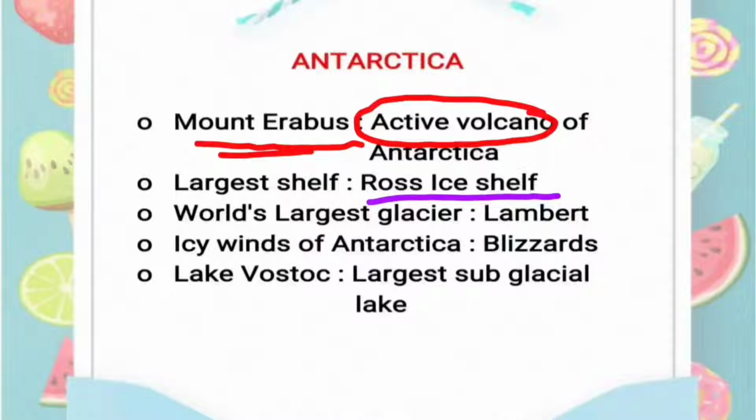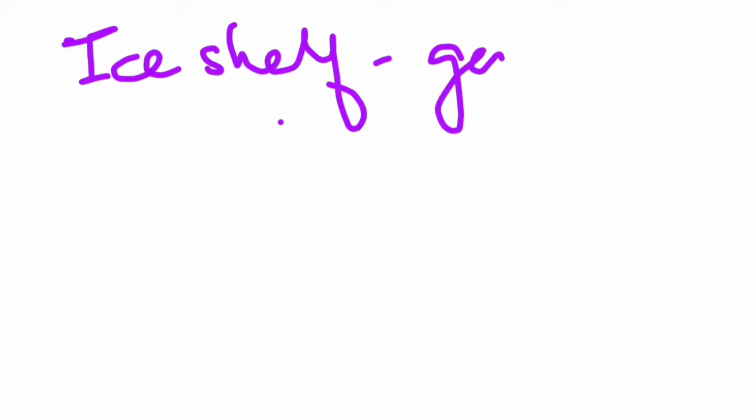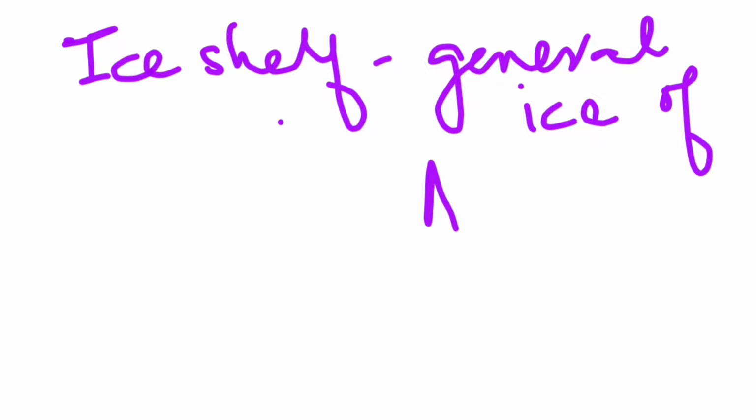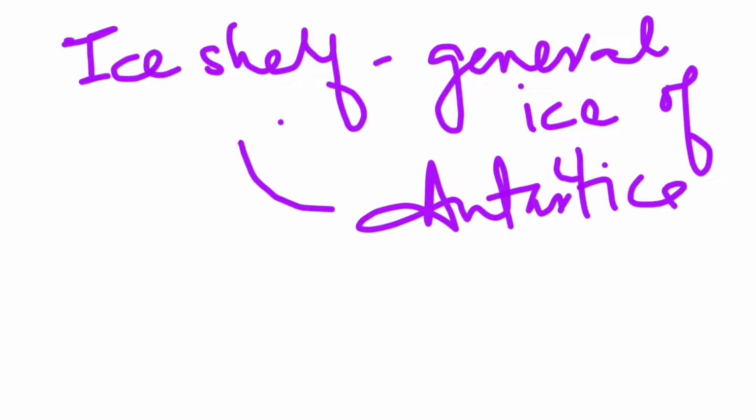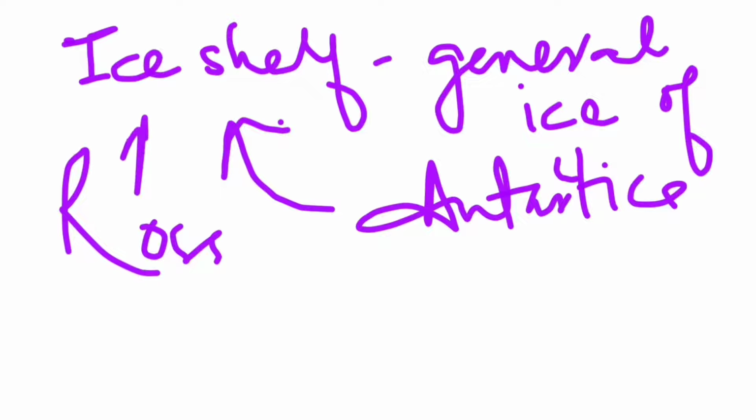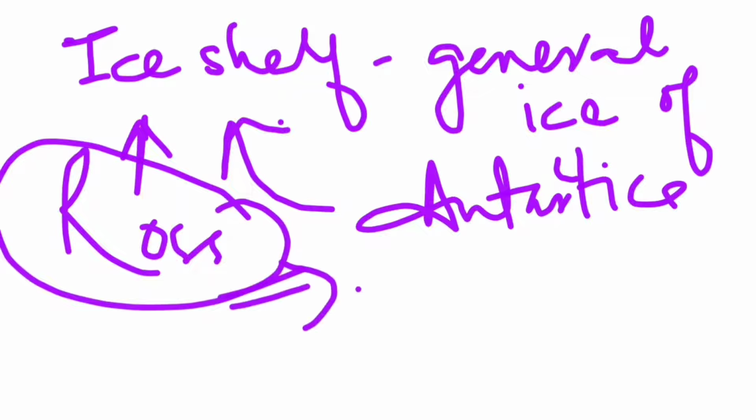Now, first we have to know what actually an ice shelf is. What do we mean by the ice shelf? The ice shelf is simply the general ice of Antarctica. The general ice of Antarctica is called the ice shelf, and among all the ice shelves present in Antarctica, the Ross Ice Shelf is the largest one.